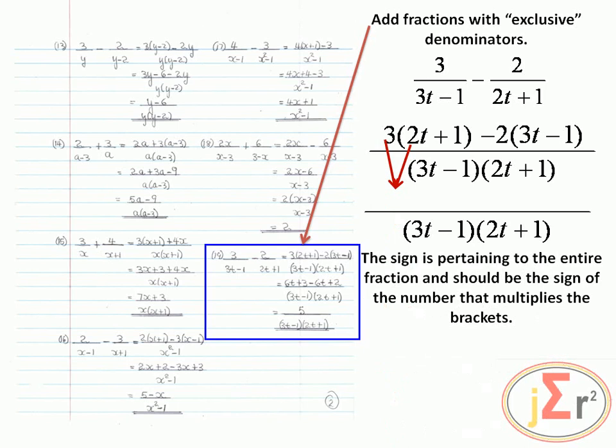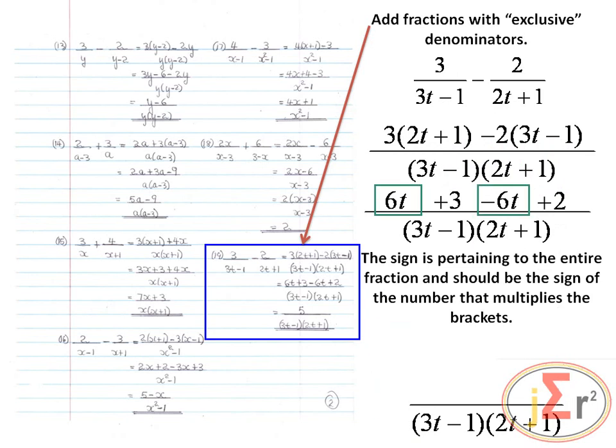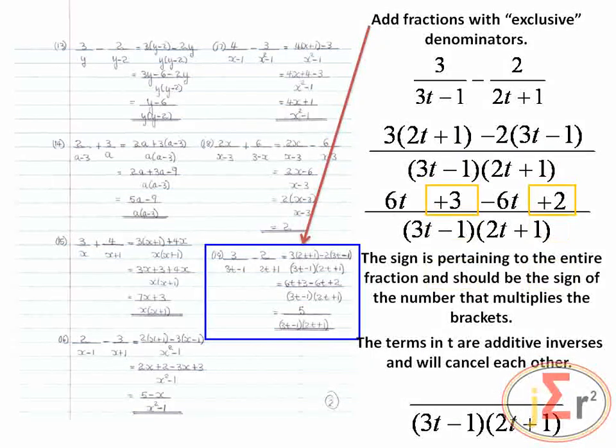Expand. 3 times 2t, 6t. 3 times 1, no doubt. Then we say what? Negative 2 times 3t, negative 6t. And negative times negative is positive. Lovely. And what do we know? There we have additive inverses. The terms in t are additive inverses and will cancel each other. And no doubt, 3 plus 2 is equal to 5.